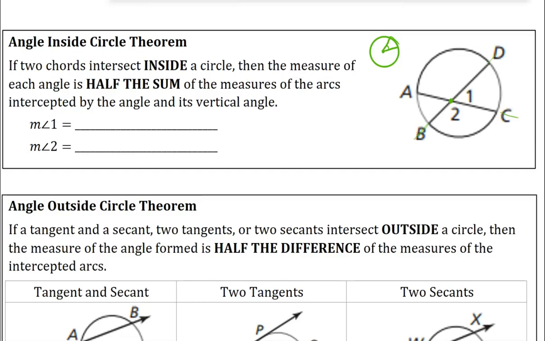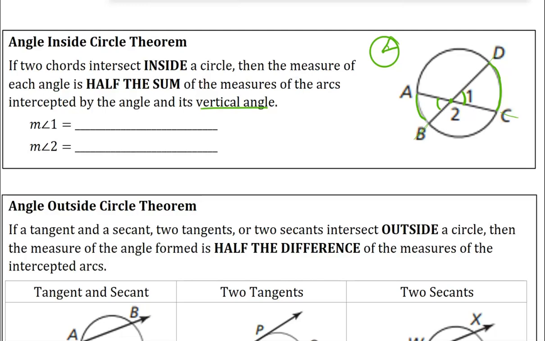Okay, so our theorem here says if two chords intersect inside a circle, then the measure of each angle is half the sum of the measures of the arcs that are intercepted by that angle and its vertical angle. Remember that vertical angles are congruent. I know that's a lot of words, but let's look over here. We have angle 1, and angle 1 is congruent not to angle 2, but to this angle over here because they are vertical angles. So the two arcs that are intercepted by those two angles are DC and AB.